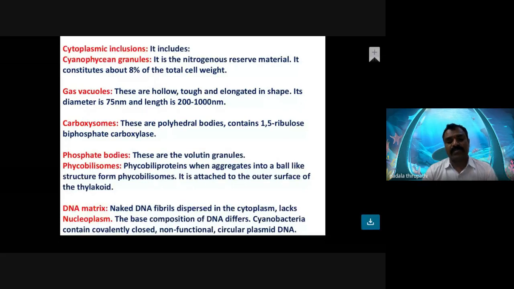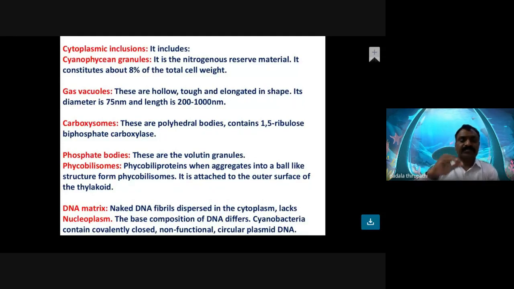Then gas vacuoles. These gas vacuoles are responsible for free floating on the surface of the water. They are responsible for the preservation of gases inside the thallus. These are hollow, meaning a space structure, tough and elongated in shape. Its diameter is 75 nanometers and its length is 200 to 1000 nanometers.